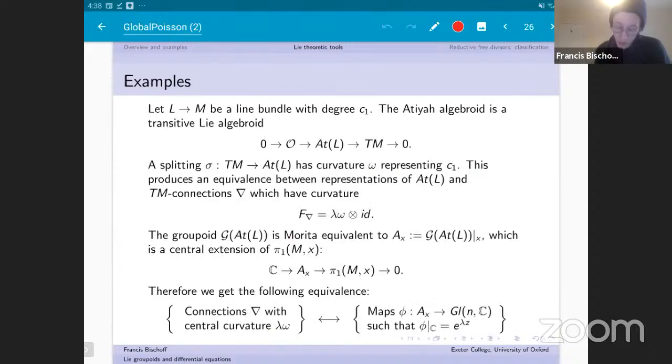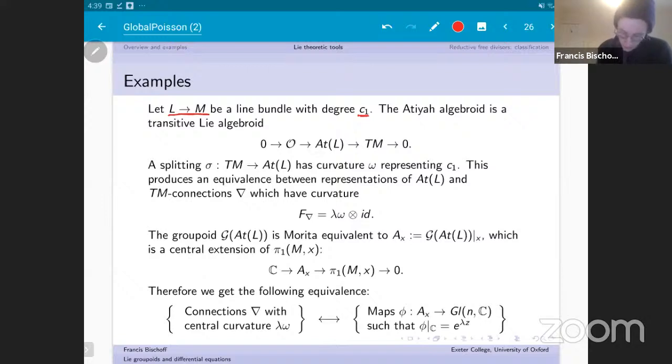A similar example along these lines is the equivalence between projectively flat connections and projective representations of the fundamental group. So here, the setting is we have L, a line bundle over a manifold, which has a degree C1. Then its Atiyah algebroid is a transitive Lie algebroid, like this.